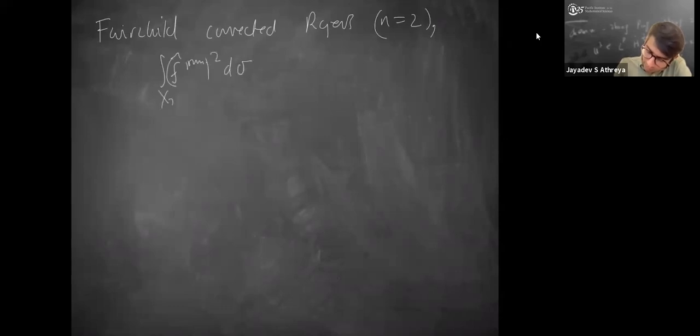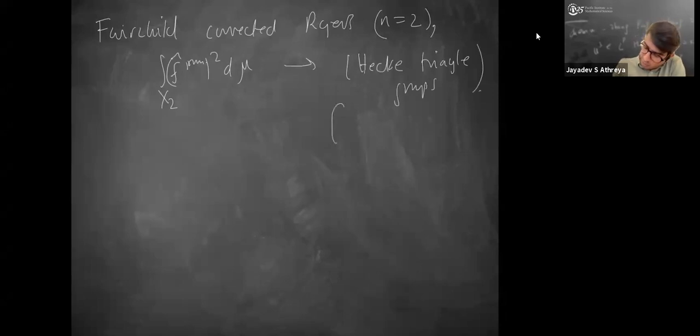And just to advertise some of the work of a former student of mine, Sam Fairchild corrected a mistake in Rogers. Rogers claimed a formula for n equals 2, for the integral of f hat prim squared d mu over X_2. Sam has also done some very nice work on Hecke triangle groups, generalizing this to more general Hecke triangle groups. And there's also some hopefully upcoming work with Claire Bourne and Sam with some interesting results in this direction. So I just wanted to mention that as a little bit of advertisement.